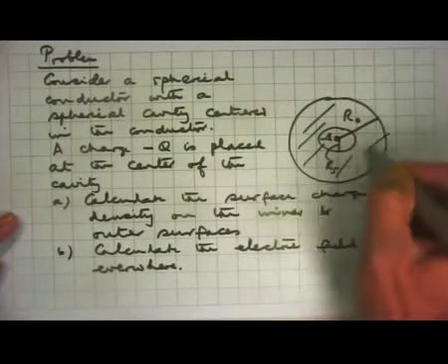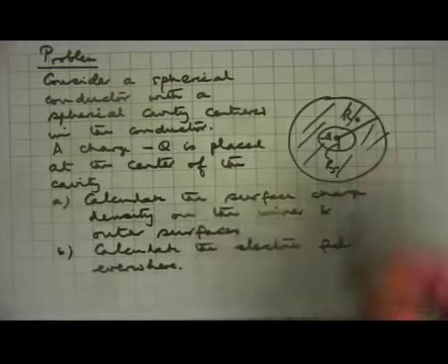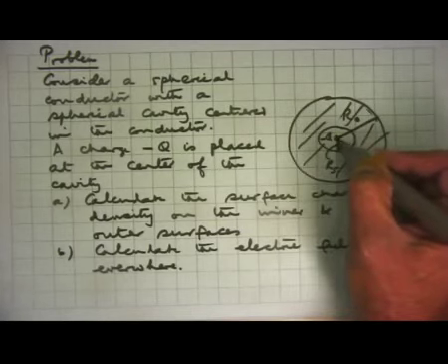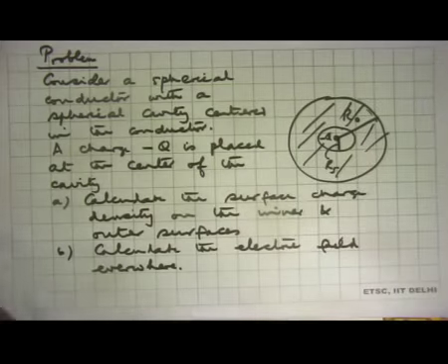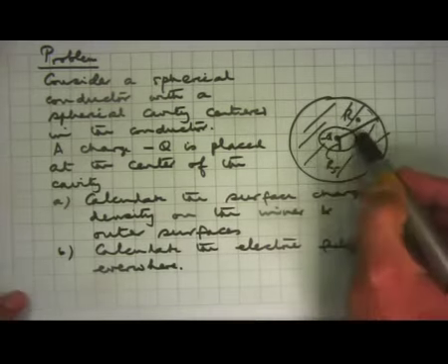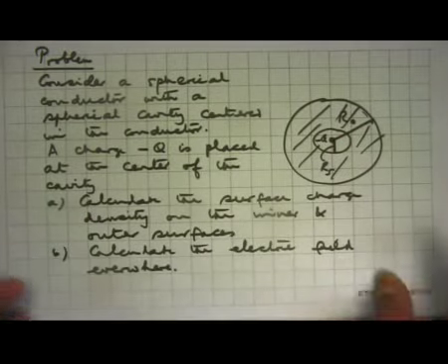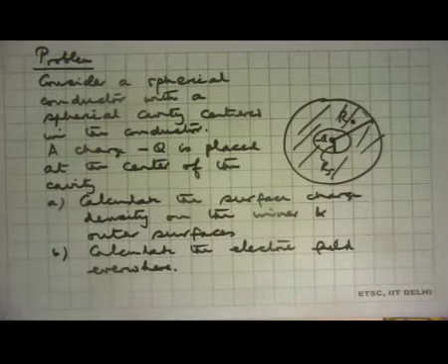So, from the discussion that we have had, this is the conductor here and the radius is r0, and the spherical cavity has a radius r_s. Both the spheres have the same center, and at the center of the cavity I have placed a charge minus q. So, I want you to calculate the surface charge density on the inner surface and outer surface of the conductors and calculate the electric field at every point in this problem.